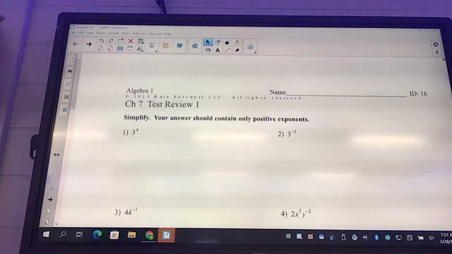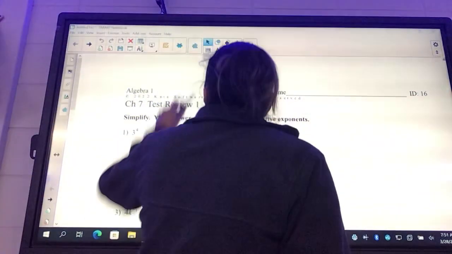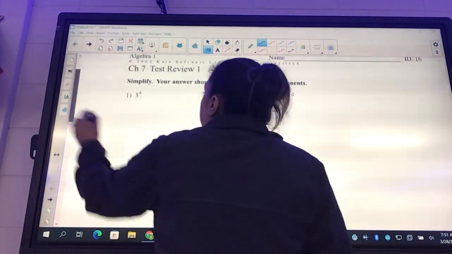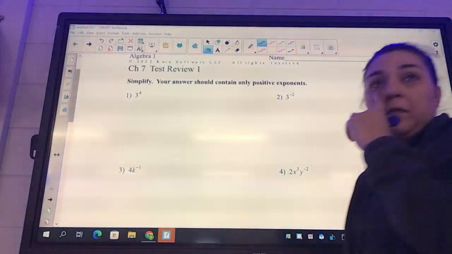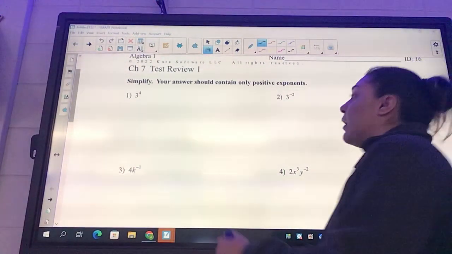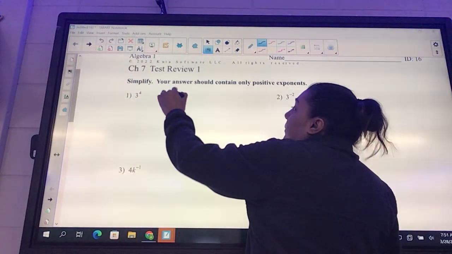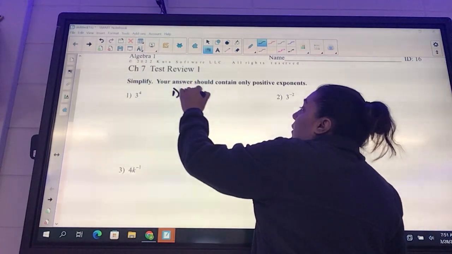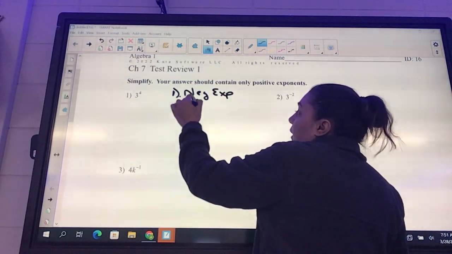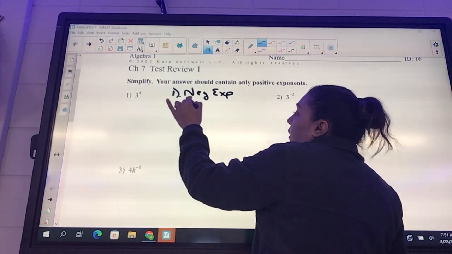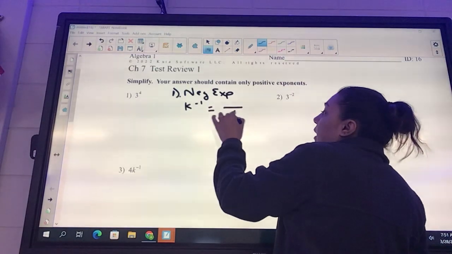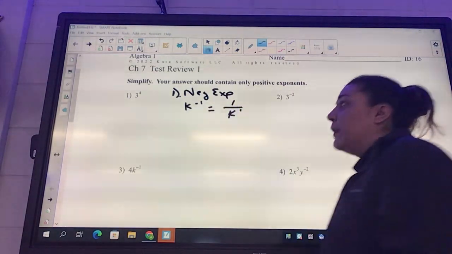About exponents on your test. These first couple are the negative exponent rule. What do you do with negatives? You put them on the bottom. So with negative exponents, if it's like k to the negative 1, it should be k to the 1, and you put a 1 on top.